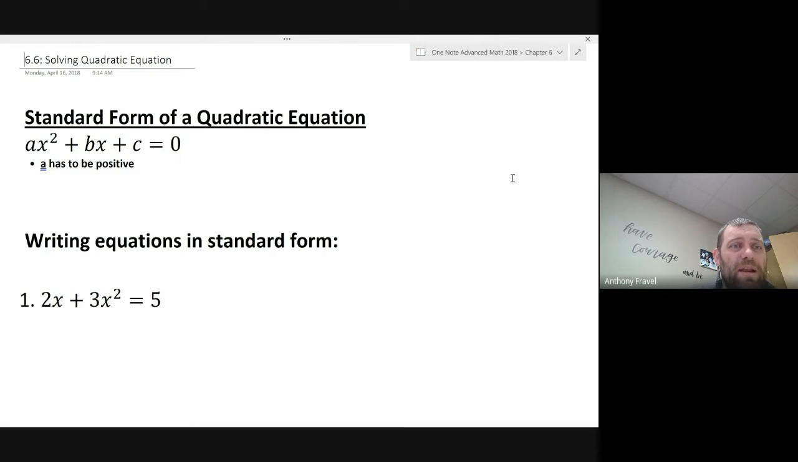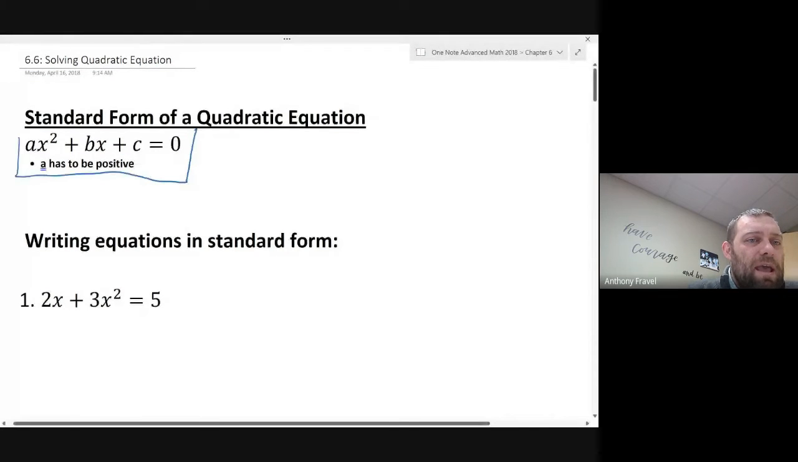So they kind of write it out here. You can see it a little bit. We've got this ax squared, and a stands for the number that's going to be in front of the x squared, plus bx. Again, b is going to be the number in front of the variable x, and then c will just be the number on the end.